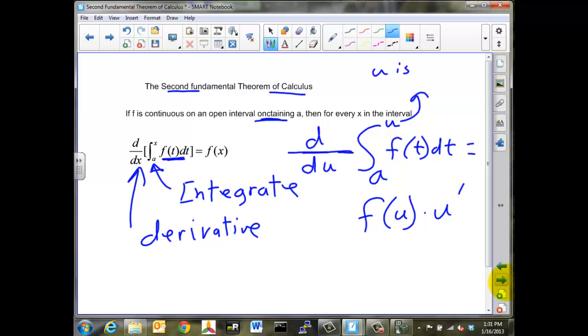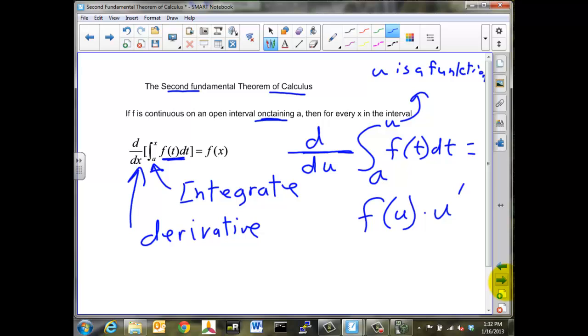U is a function. Okay? U is a function. So what I'm saying is u could be x, in which case the derivative is what? 1. But what if u is x squared? How do we know that u is a function? Okay, that's what I'm saying as a definition here. This doesn't have to be just a nice long letter up there.